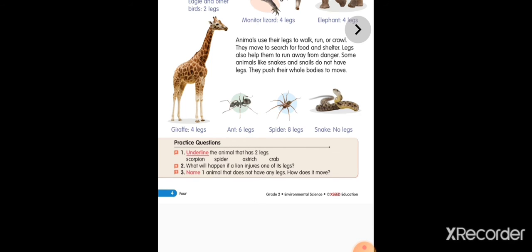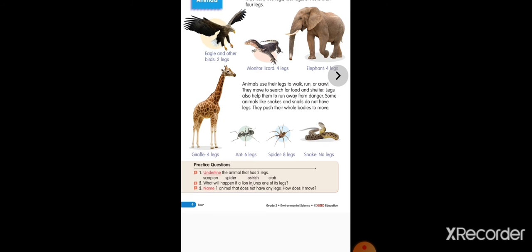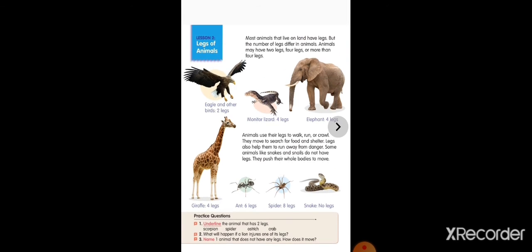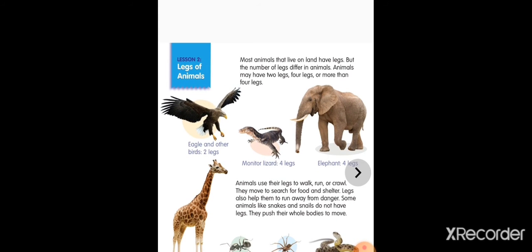So now see here, different animals we have discussed, and as I told you, all these animals' names you will learn as the spelling, children. So let us see, we'll read what is given in the content book also. Most animals that live on land have legs, but the number of legs differs in animals. Animals may have 2 legs, 4 legs, or more than 4 legs. See there, eagle and birds. You can add to that list. You can keep on adding. For the 2 legs animals, more names you can add, children.